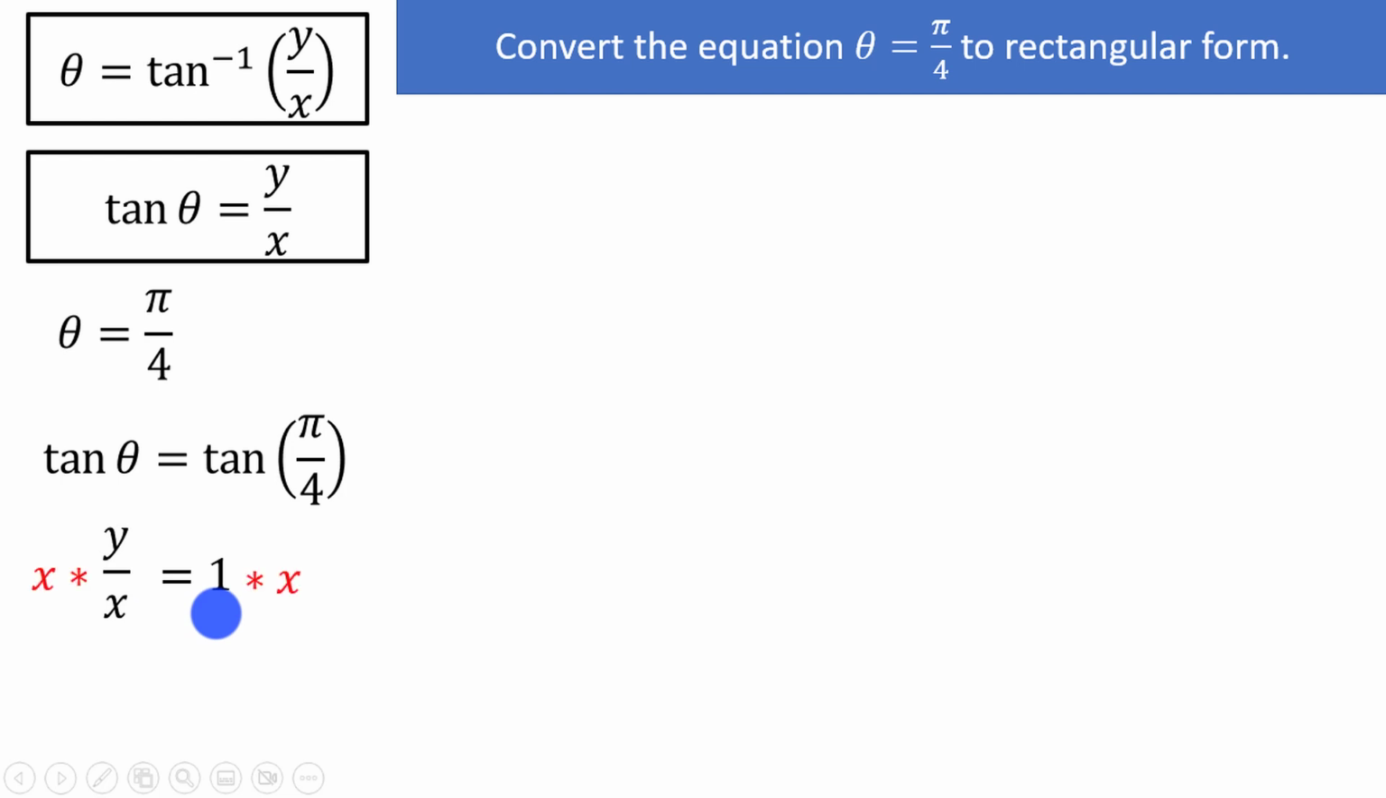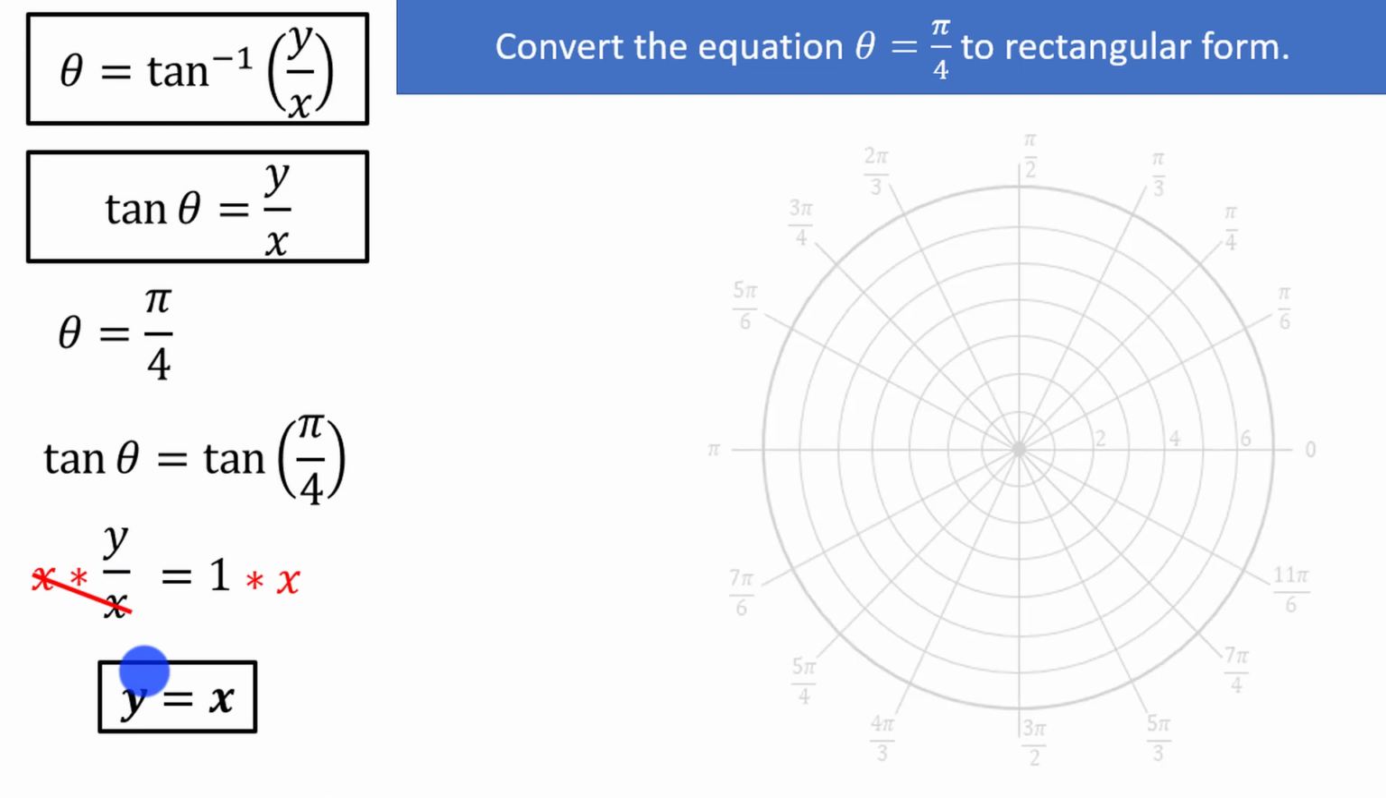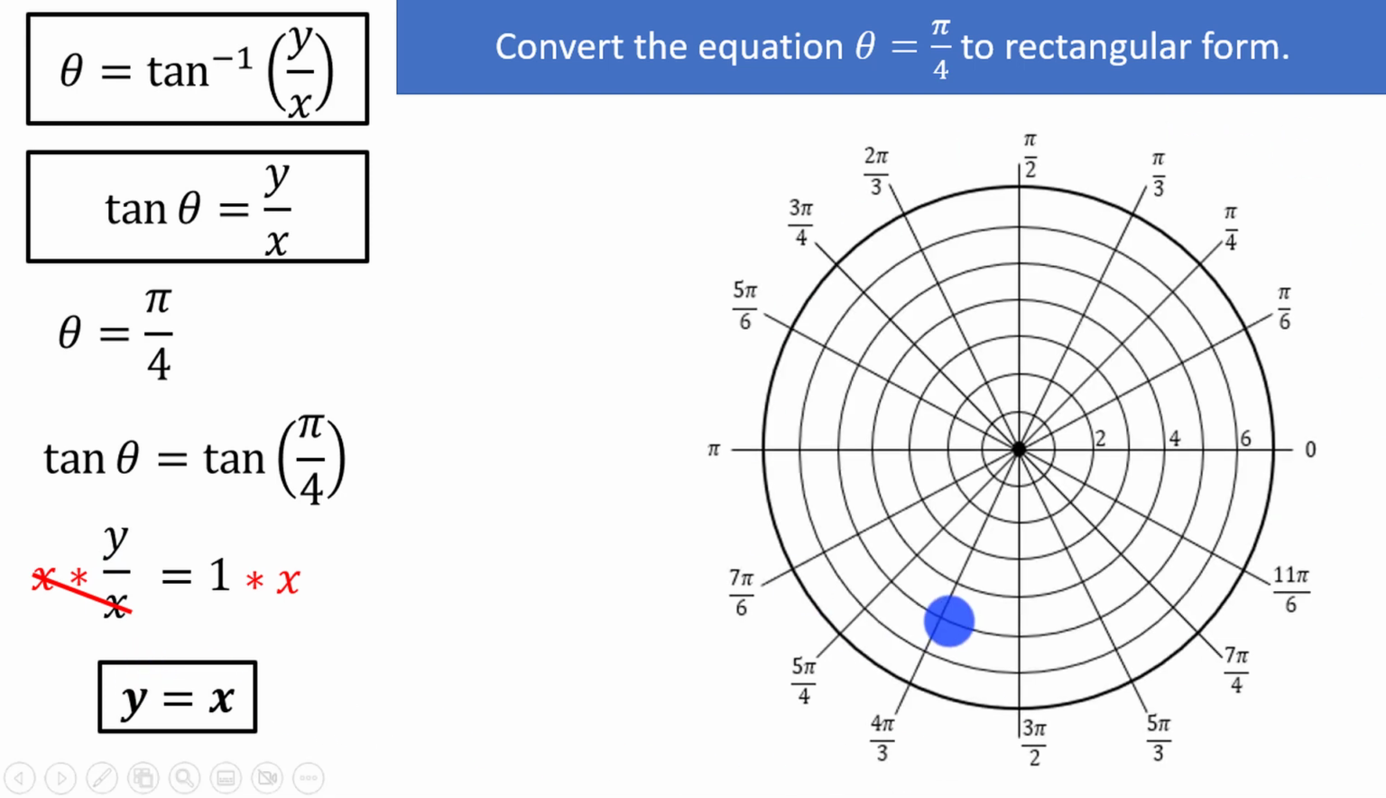Let's multiply both sides by x. The x's will cancel on the left-hand side, and we will get y is equal to x. We could graph this on a polar coordinate graph. There are a few different ways to think about how to graph this.